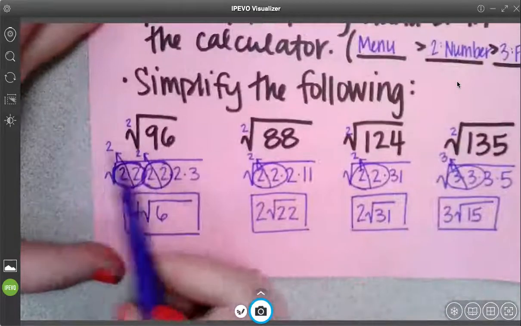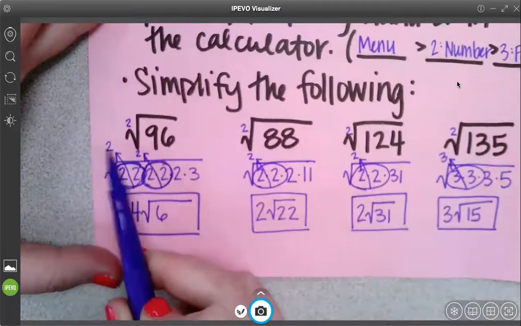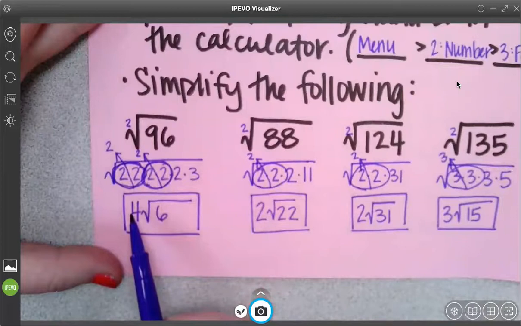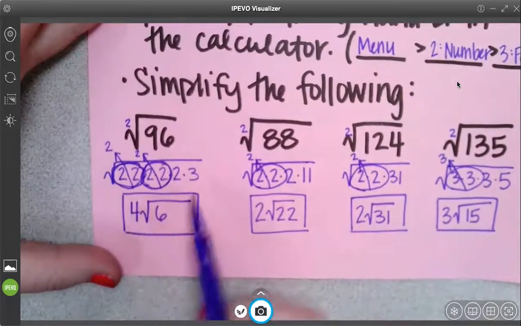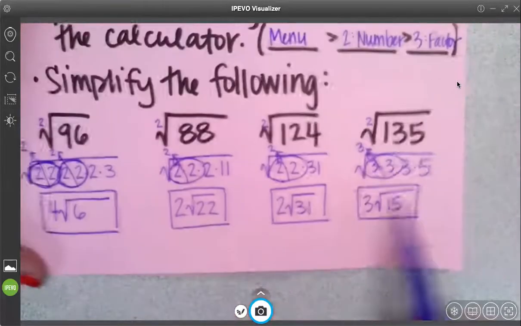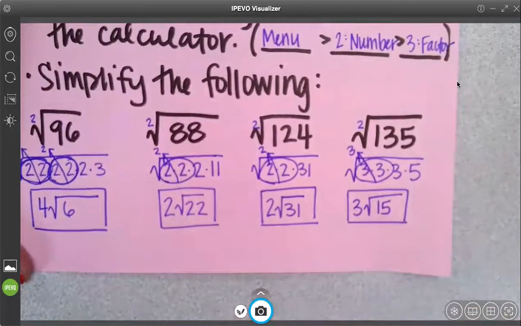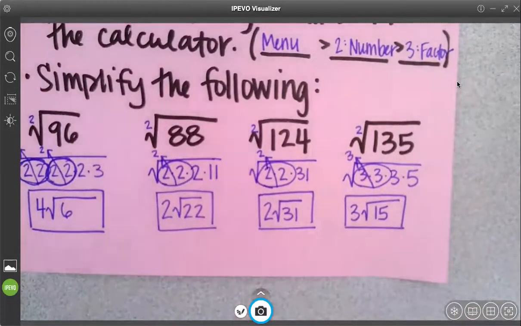Anything that gets to come out, if you have multiple factors that get to come out, you multiply those together. So the product of 2 and 2 is where I got this 4. And then anything that stays under, like this 2 and this 3, you multiply those back together also, and you get 6 in this case. Over here, this 3 and 5 got multiplied back together to make 15. So there are your steps for simplifying radicals.